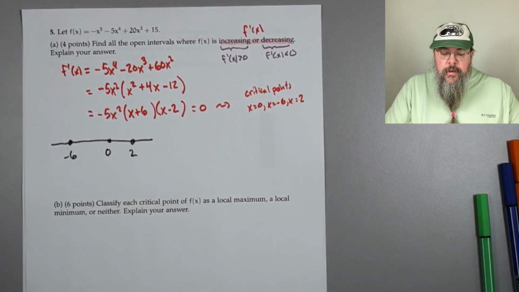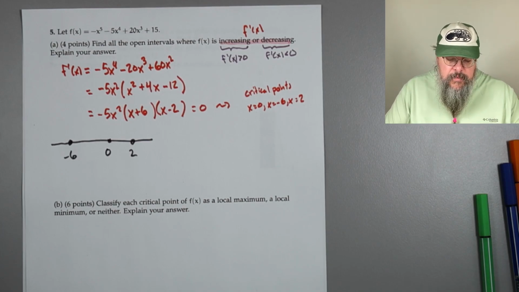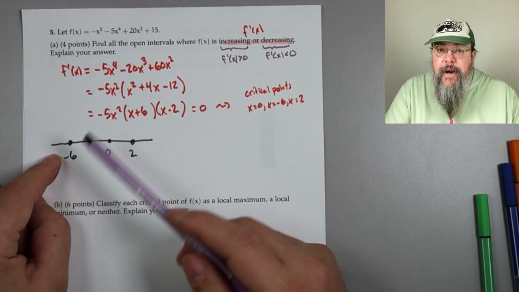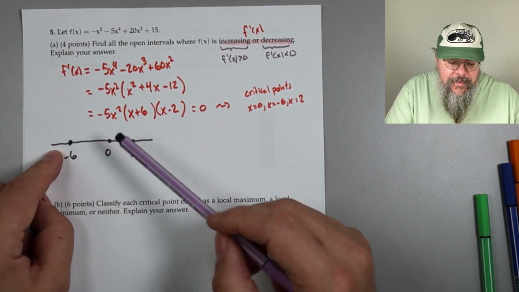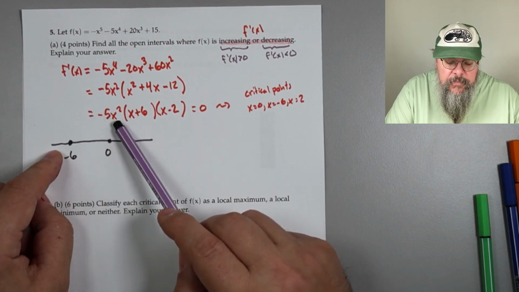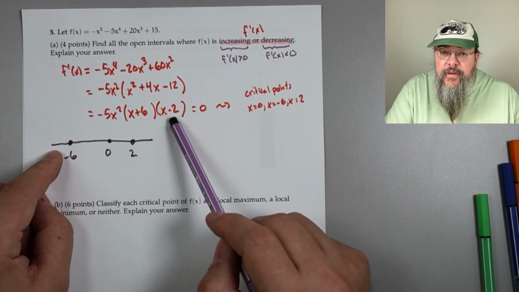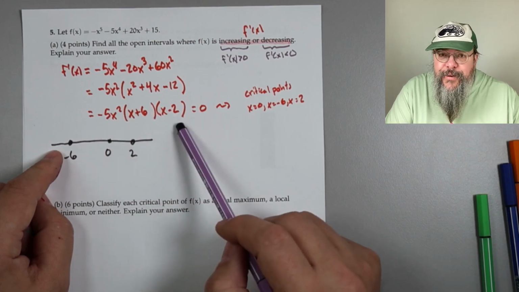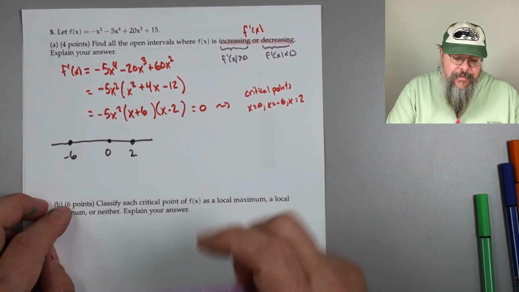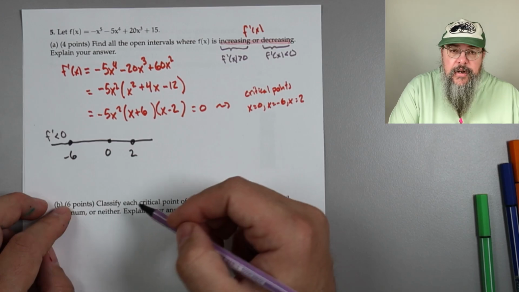And now we plug in points that are in between these values. Let's start down here, like negative 8. So this will be negative, and then you have a square, which is always positive. Negative 8 plus 6 is negative. Negative 8 minus 2 is negative. I'm not worried about the values, I'm worried about the sign. So we get negative, negative, negative. That's highly negative, and that tells us that the derivative is negative over here.